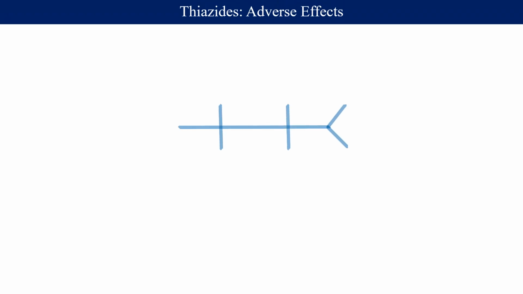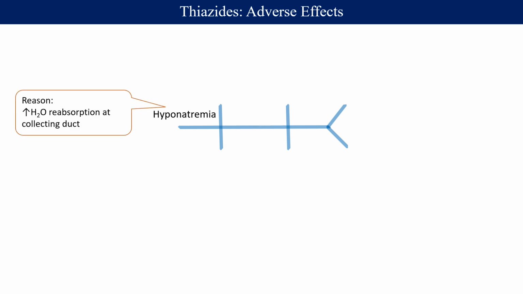What are the most common adverse effects of thiazide diuretics? Hyponatremia is not uncommon, especially among the elderly and malnourished individuals. The reason for hyponatremia is increased free water reabsorption at the collecting ducts. This effect is most pronounced with thiazide diuretics compared with all other diuretics.